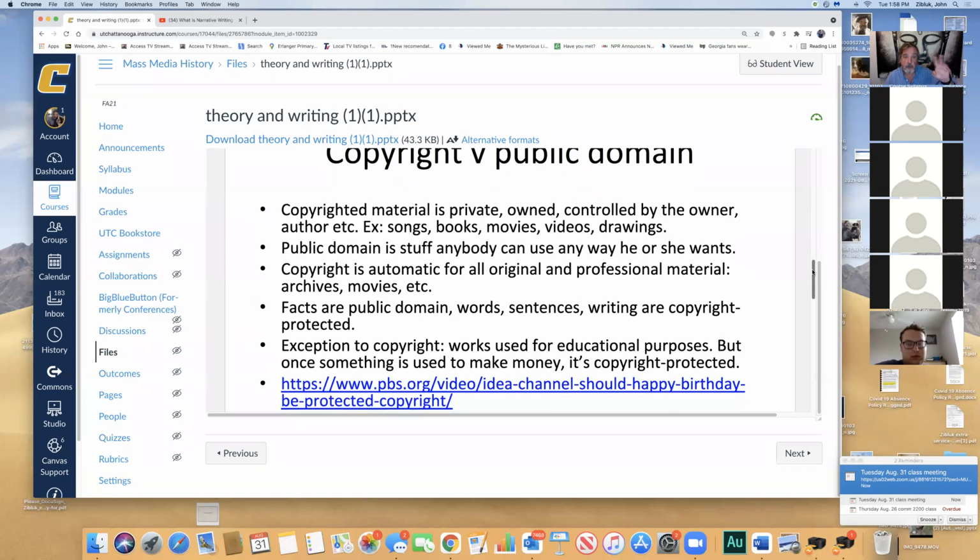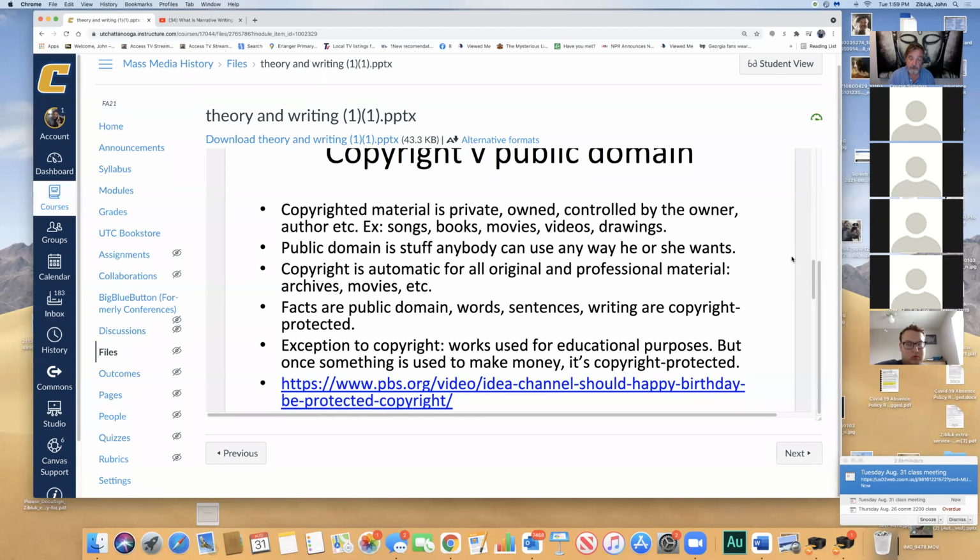Basics of copyright. Copyright material, anything owned by somebody else, songs, books, movies, that is made original and professional, is naturally copyrighted. Stuff that is not copyrighted is public domain. You can use it for whatever. Copyright is automatic for all original and professional material. You don't need that Circle C sign to have the copyright. It's just that if I write a song or take an original picture, it is mine. And I need to give permission for somebody to use it.